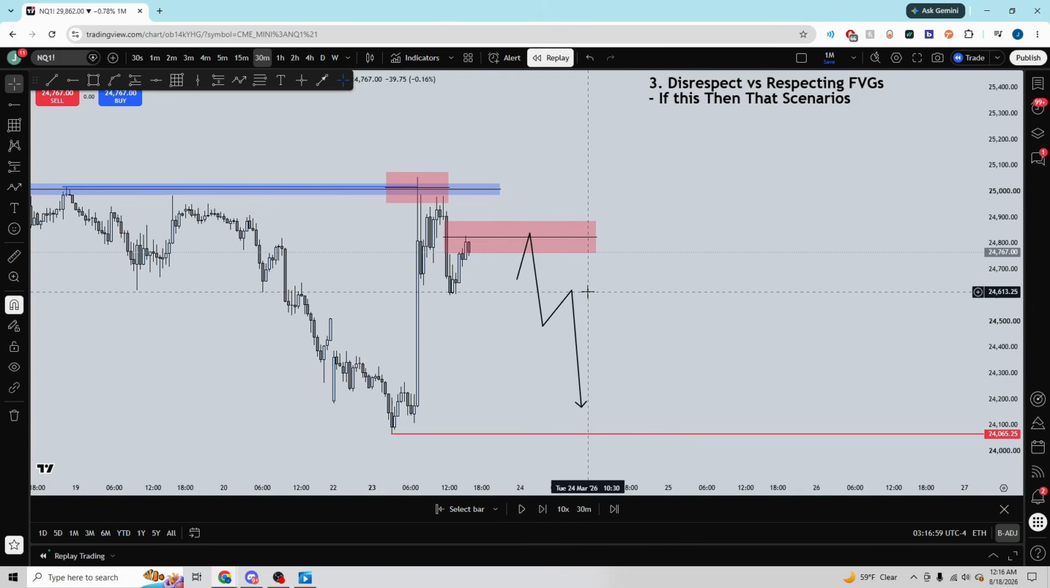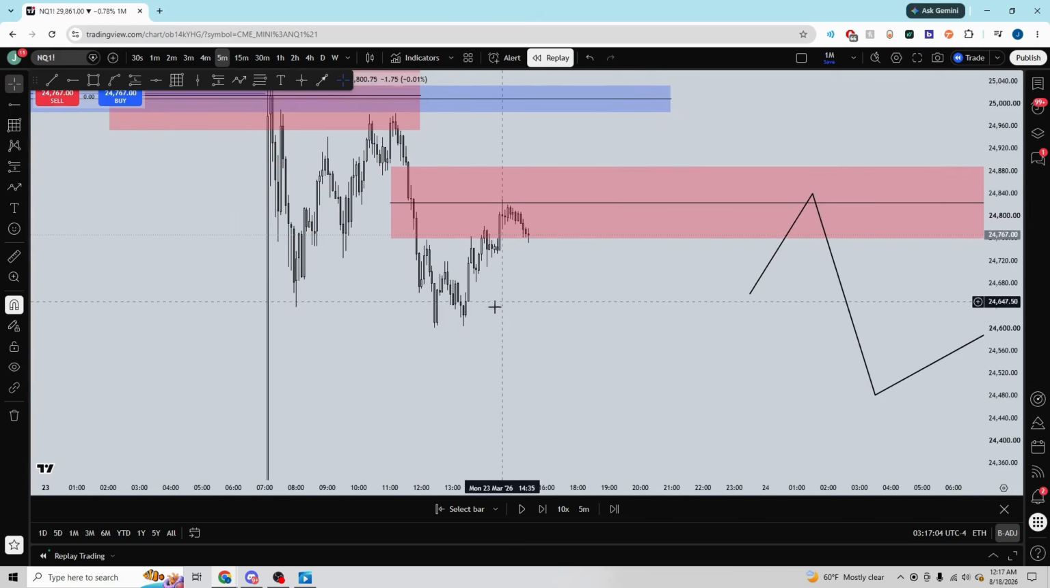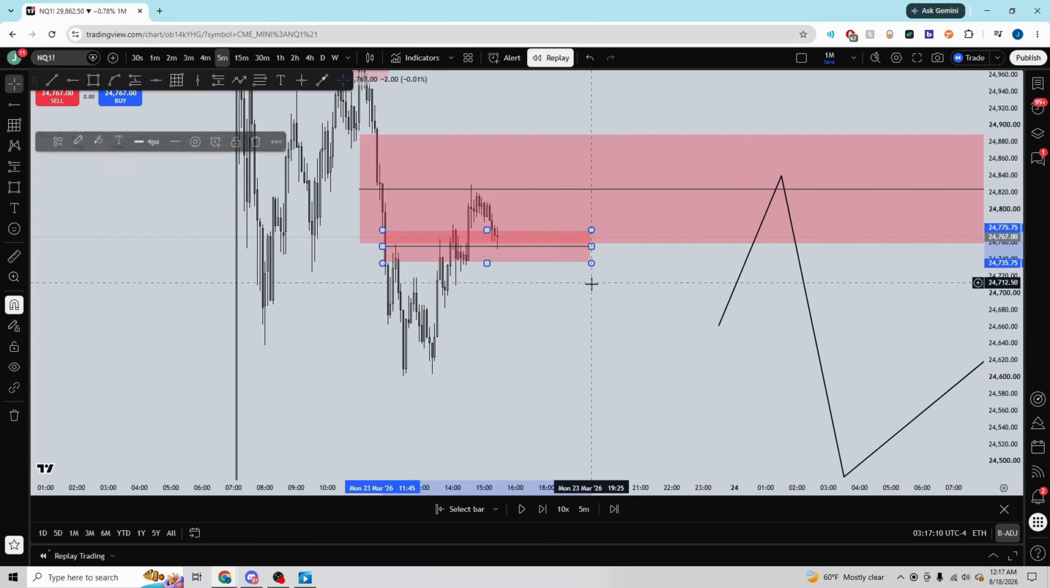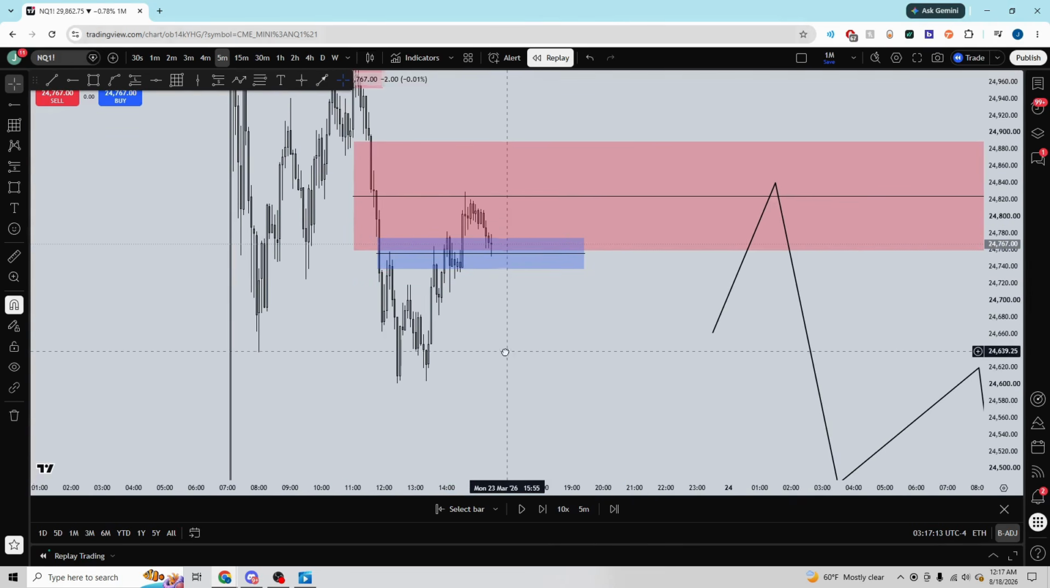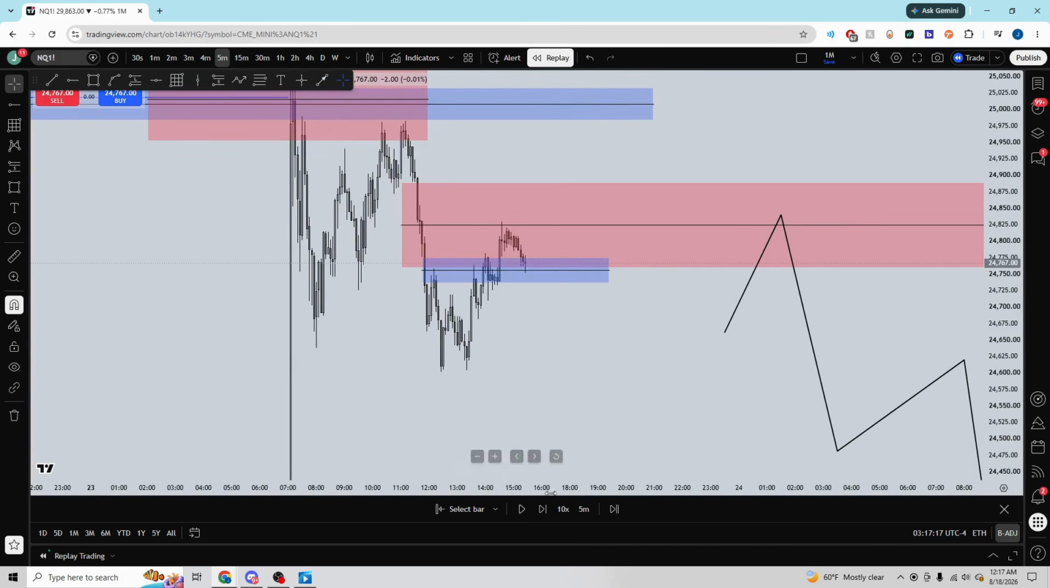Now scaling down to the 5-minute time frame, you can see that we're trading away from this fair value gap. And if we mark out the low time frame imbalances, you can see that we're holding these bearish fair value gaps and sending price lower, right? Which is what you want to see if you want to continue that market maker sell model.